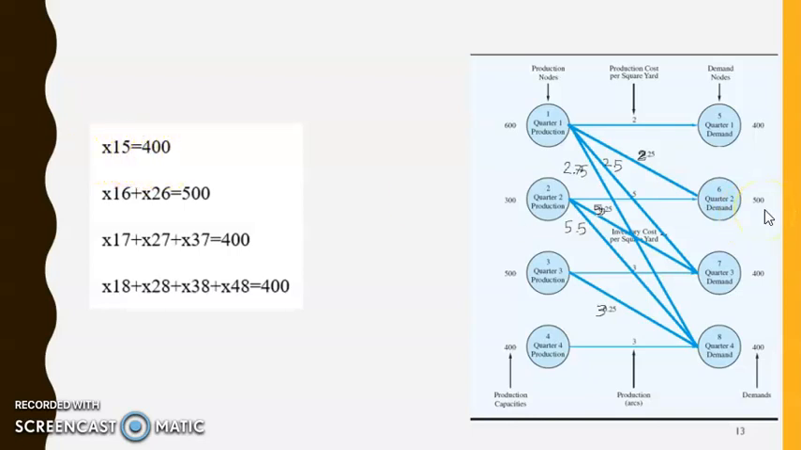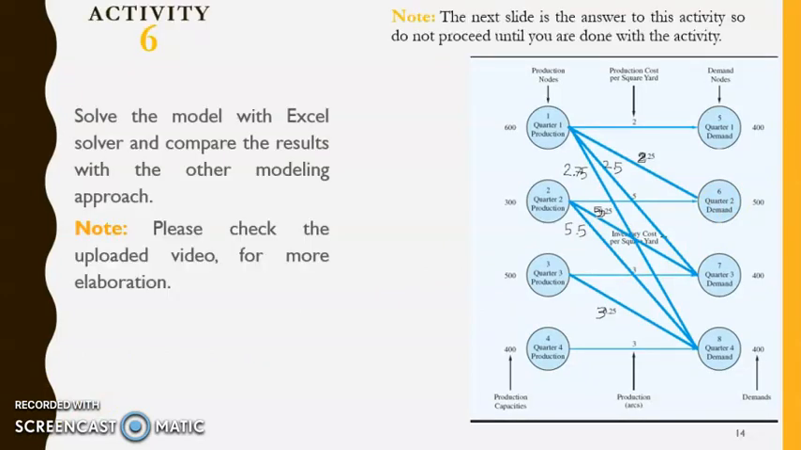For the next one, as an example, I'm going to explain it. The outflow is only 500 because anything that you manufacture for quarter 2 must be used in quarter 2. There is no outflow to any other quarter. So we have X16 plus X26 equal to 500. When you add the non-negativity constraints to the previous constraints that you have developed, the last activity is asking you to solve the model with Excel.